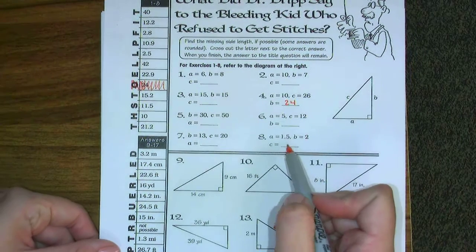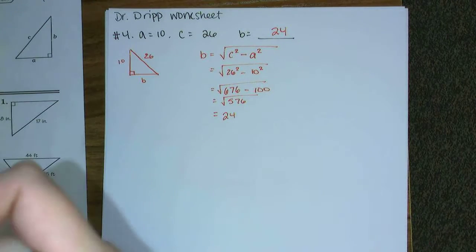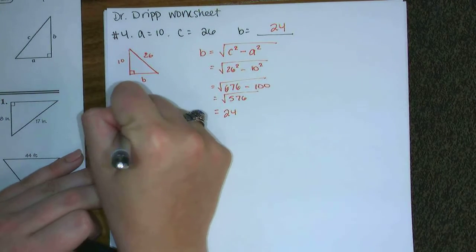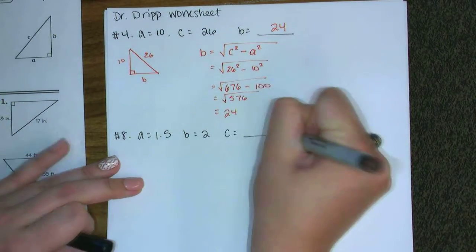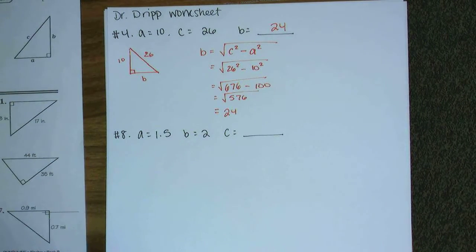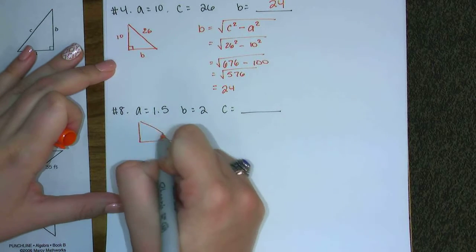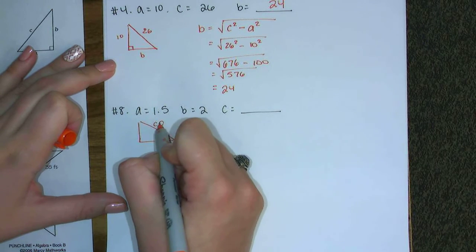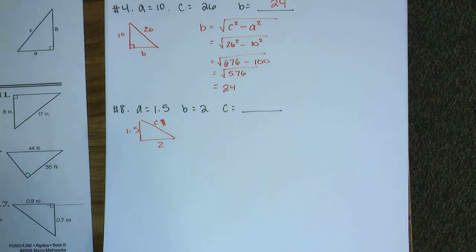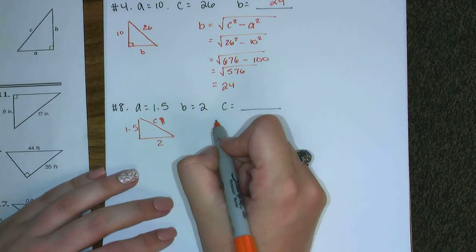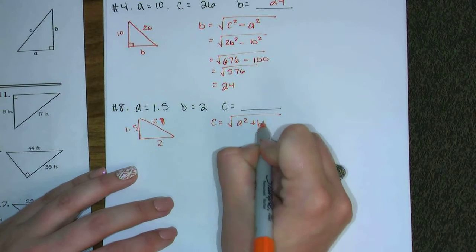Because this one has a decimal in it, I'm going to do 8 for you. So 8. A is equal to 1.5, B is equal to 2, and C is equal to, we don't know. So draw our triangle. C is what we don't know. I don't know why I just drew a question mark. 1.5, 2. So we know that A squared plus B squared is equal to C squared, but I gave you the formula: C is equal to the square root of A squared plus B squared.